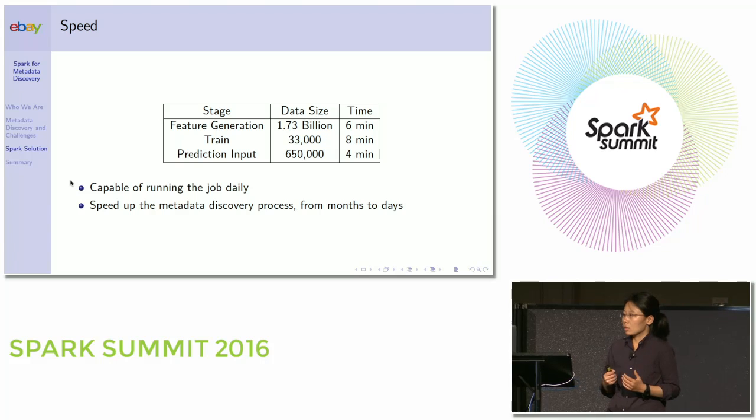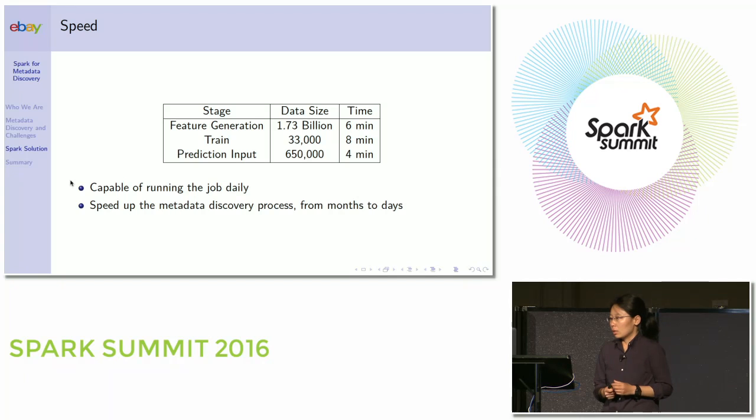And for the training part, you can see that it's also fairly fast. It's under 10 minutes to do those cross validations. And for the prediction, it's even faster. So we just read in the new data and let the model run and make the predictions. So overall, this job is able to run daily on production, even though right now it's part of other pipelines. So our current schedule is to run it every month.